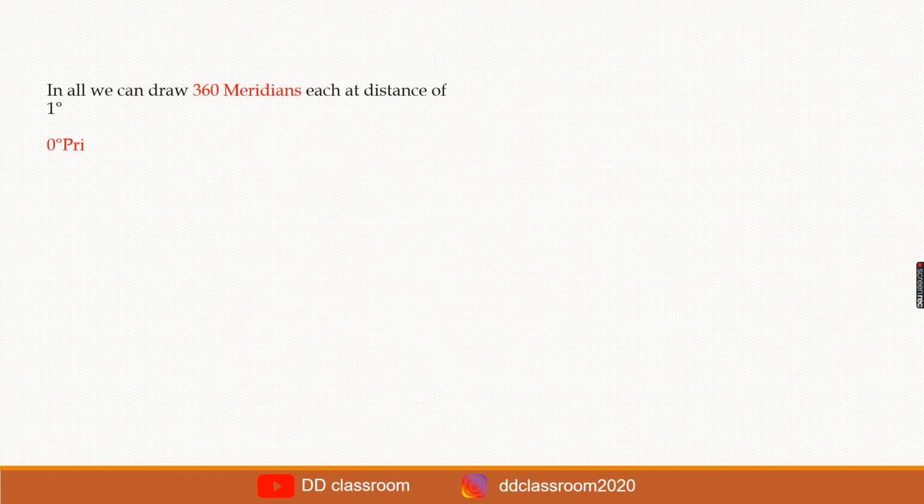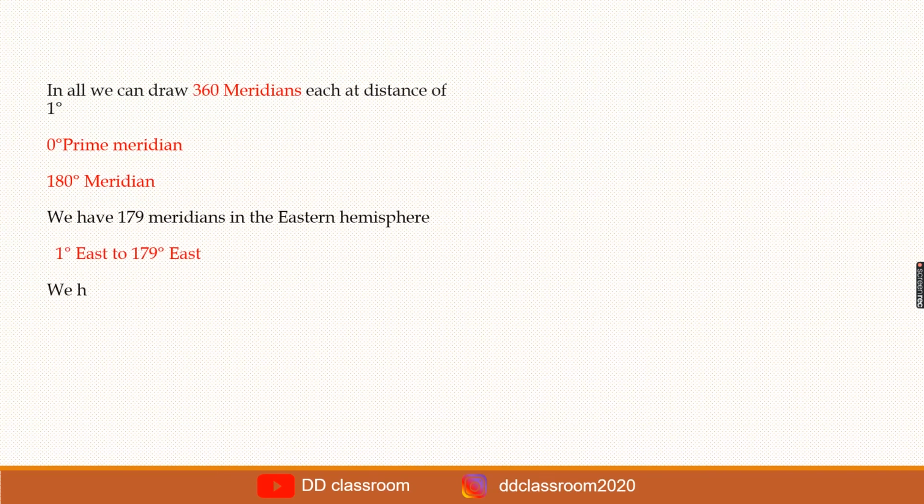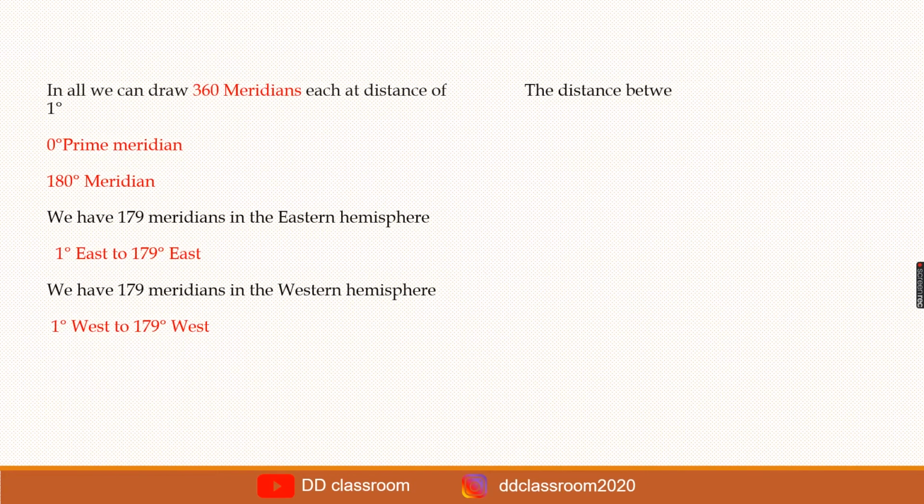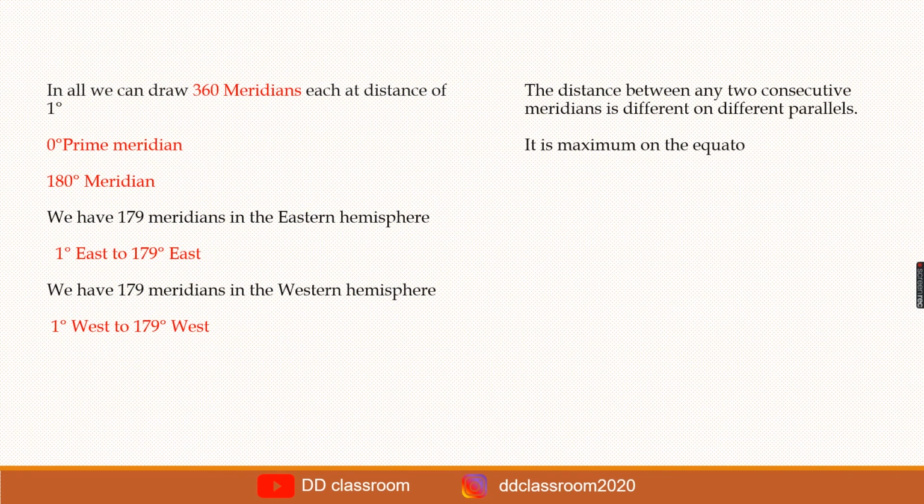In all, we can draw 360 meridians, each at a distance of 1 degree, from the 0 degree prime meridian to the 180 degree meridian. We have 179 meridians in the eastern hemisphere, 1 degree east to 179 degree east. We have 179 meridians in the western hemisphere, 1 degree west to 179 degree west. The distance between any two consecutive meridians is different on different parallels. It is a maximum on the equator and it is 0 at both the poles.